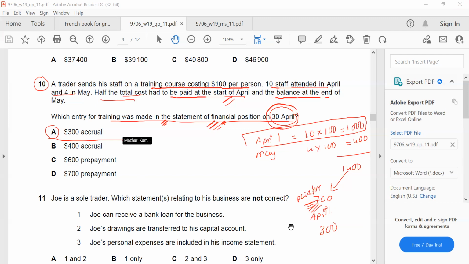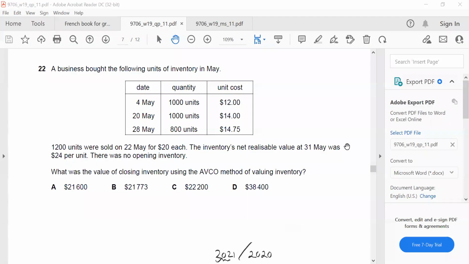Okay. We are doing the 22nd one. Business bought the following units of inventory. 1,200 units were sold on 22nd May for 20 each. The net realizable value of the inventory was $24. There was no opening inventory. What is the value of closing inventory using AVCO method?